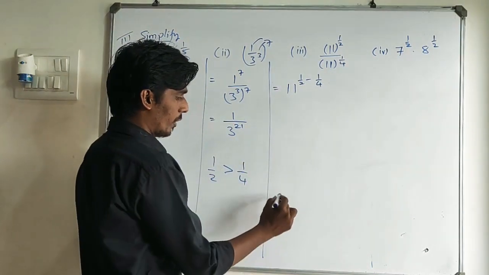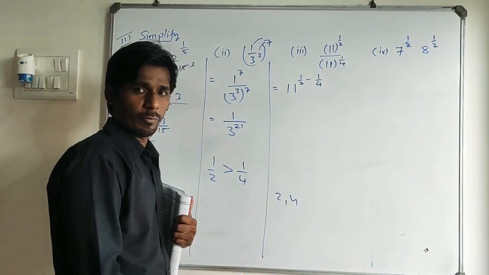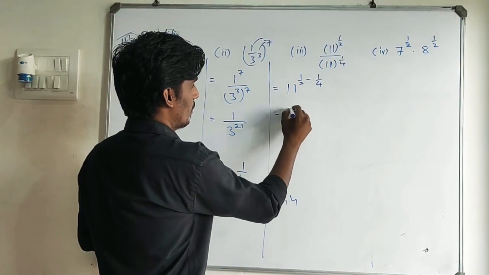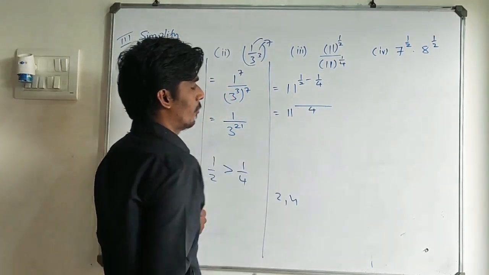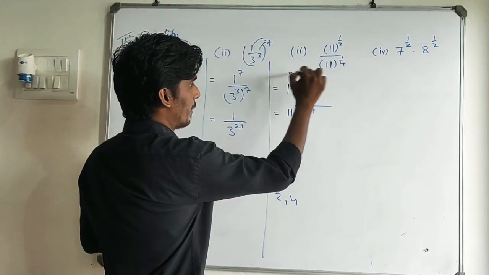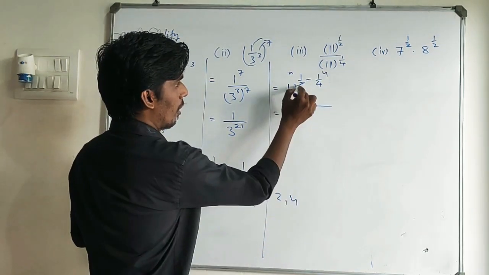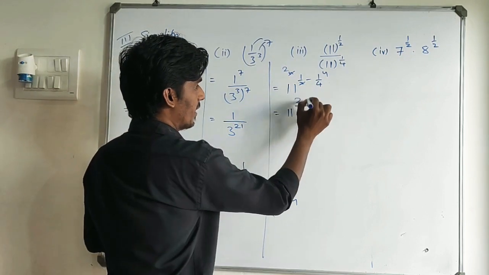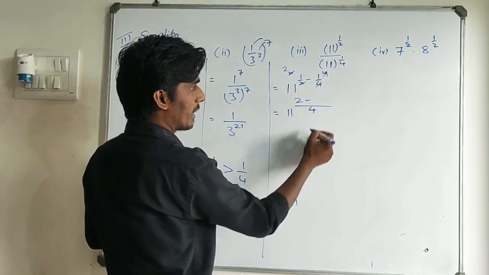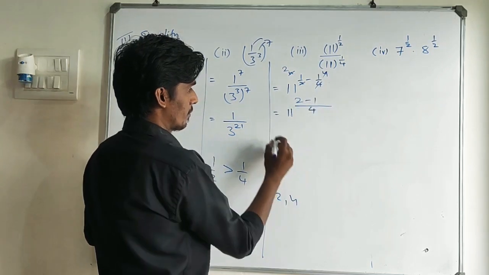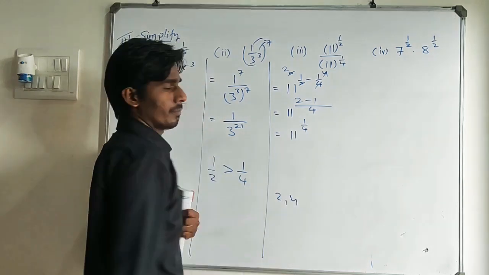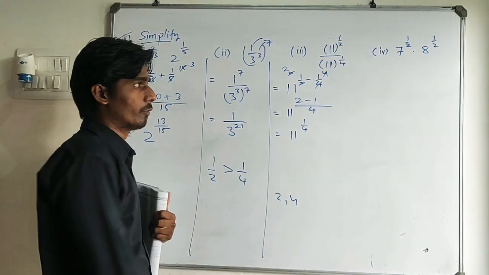Now whoever didn't understand here, try to understand. What is the LCM of 2 and 4? LCM of 2 and 4 is 4. It's not 8. Assume that 4 is multiplying both the fractions. So 2 how many times is 4? 2 2s are 4. Minus as it is. Here 4 and 4 get cancelled. So 11 raised to 2 minus 1. So this is the way we can solve the third one.